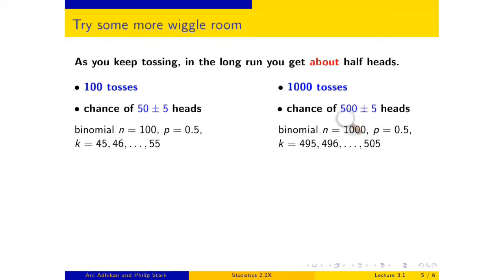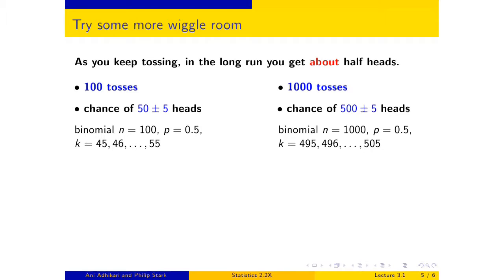And here you have N is 1,000, P is still a half, heads is still success. And the list 500 plus or minus 5 is 495, 496, etc., up to 505. There are 11 numbers in each of these lists. So how do you find the chance? Well, you can plug in the binomial formula here, here, etc., and here, and then add up, and then play the same game again, plug in here, here, etc., here, and then add up.